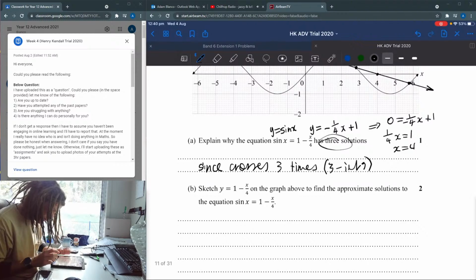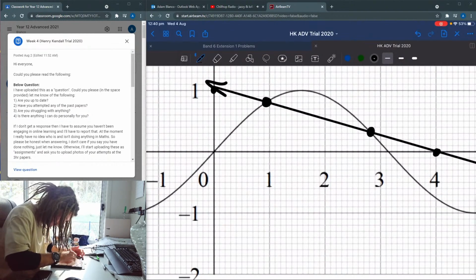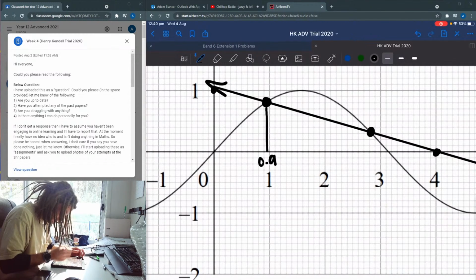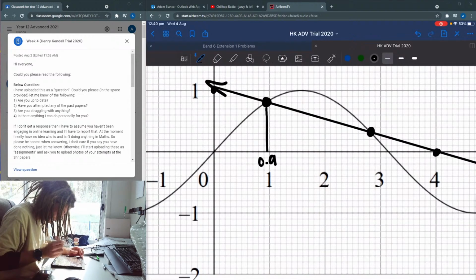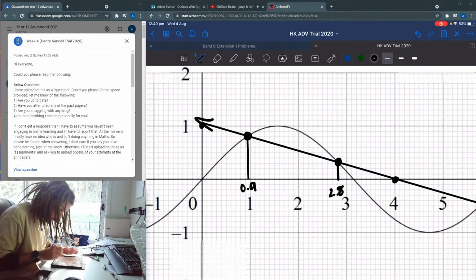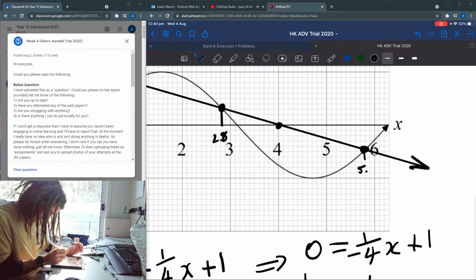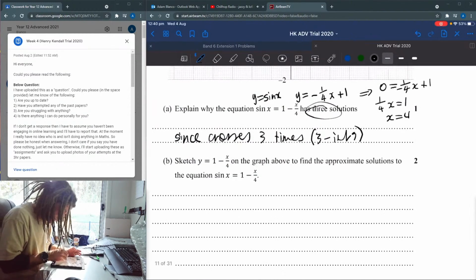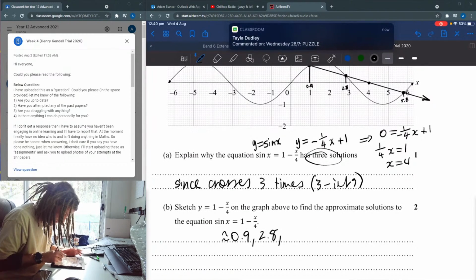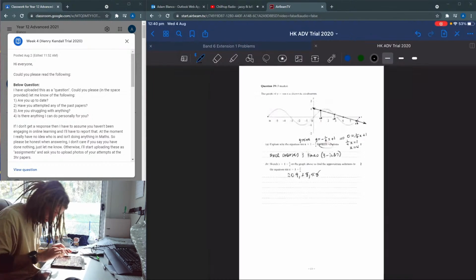Find approximate solutions to the equation. Let's call this 0.9. Wait, solutions, X values. Let's call this 2.8, and let's call this 5.8. Was it 2.8? 2.8, 5.8. Hello, Taylor. Is that it? 2 marks.